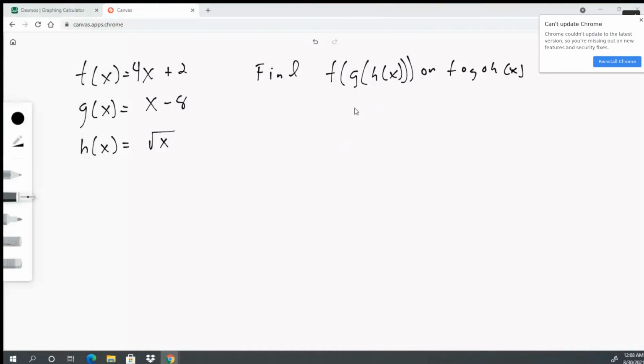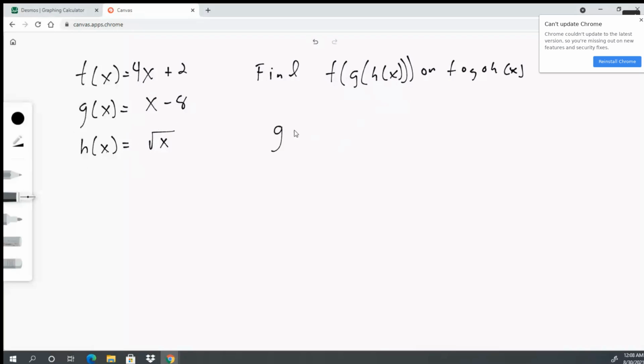Composition of functions, all right? And one thing to note is when you're looking at composition of functions, you want to plug it in from inside to out, or right to left, right? So we're figuring out what h of x is. Well, we know h of x equals the square root of x. We're going to plug it into g of x, right?